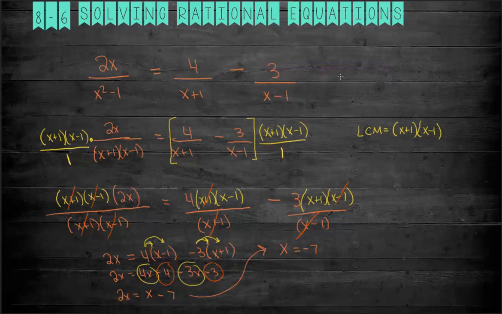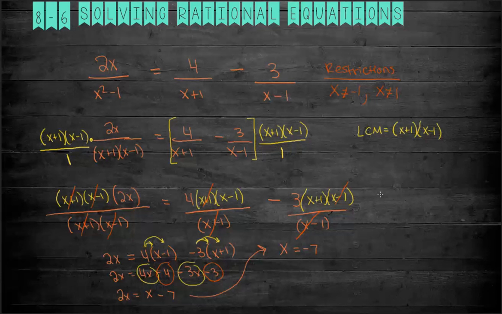So if I come back up here, my restrictions: the factored form's better for this part, but the factors are already represented here and here. So I cannot let x be negative 1, and x cannot be positive 1. Neither of those align with our solution down here, which is x equals negative 7.